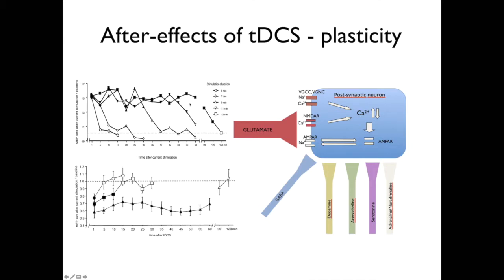the end of stimulation. And if you invert the polarity of the stimulation with the cathode over the motor cortex, you get antagonistic effects. Here also relatively short lasting effects with 5 and 7 minutes stimulation, longer lasting effects for up to 1 hour with 9 minutes stimulation.